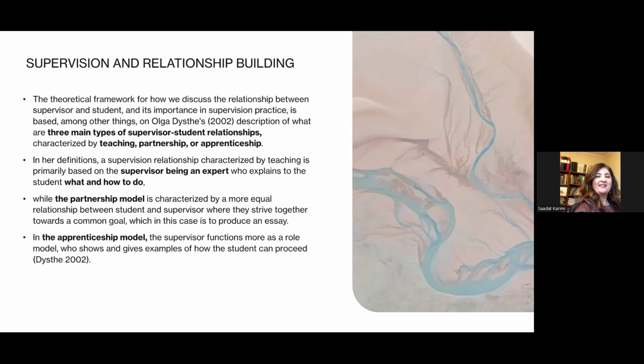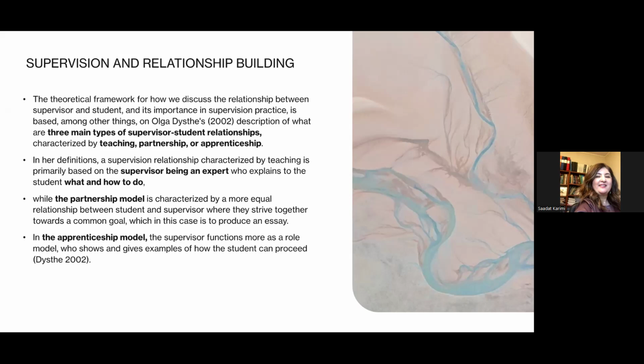The theoretical framework for how we discuss the relationship between supervisor and student and its importance in supervision practice is based, among other things, on Olga Dysthe's description of three main types of supervisor-student relationships, characterized by teaching, partnership, or apprenticeship.